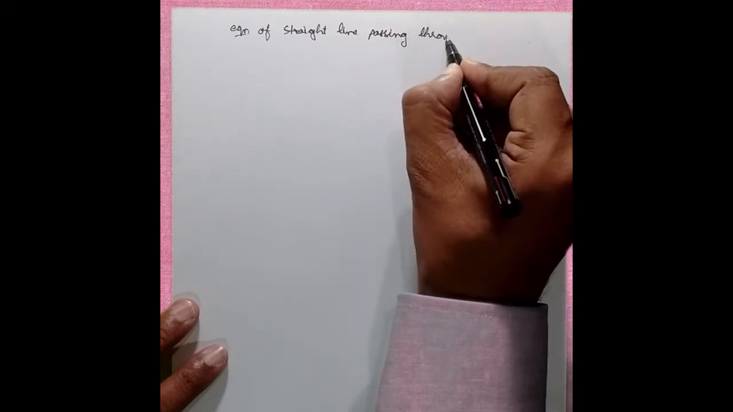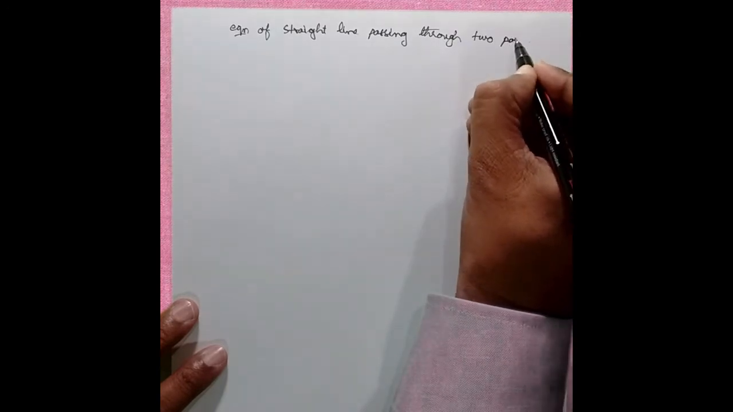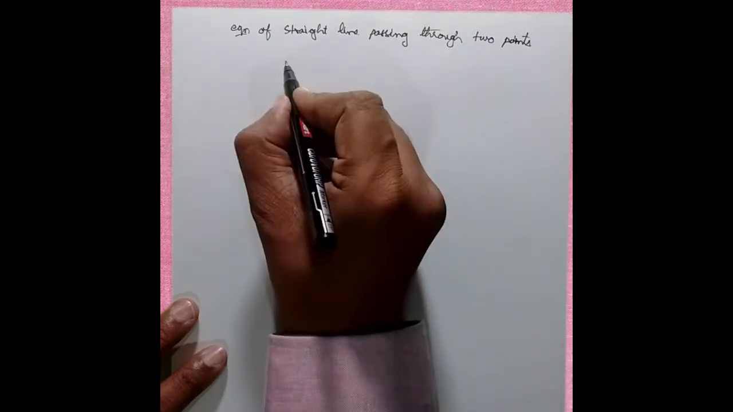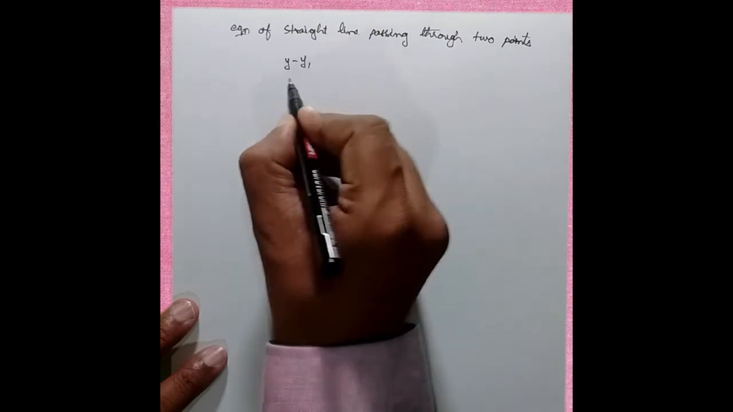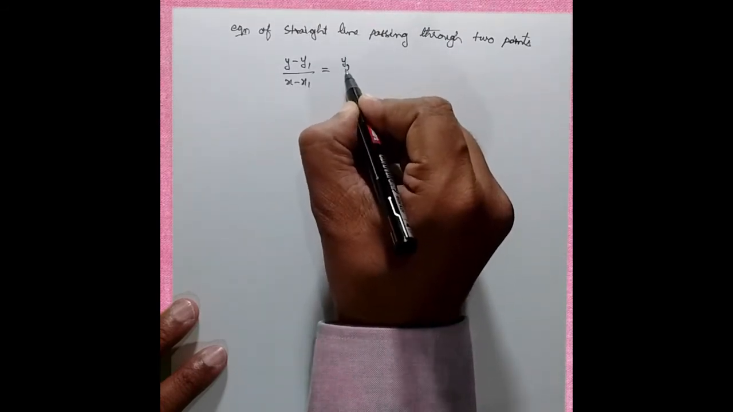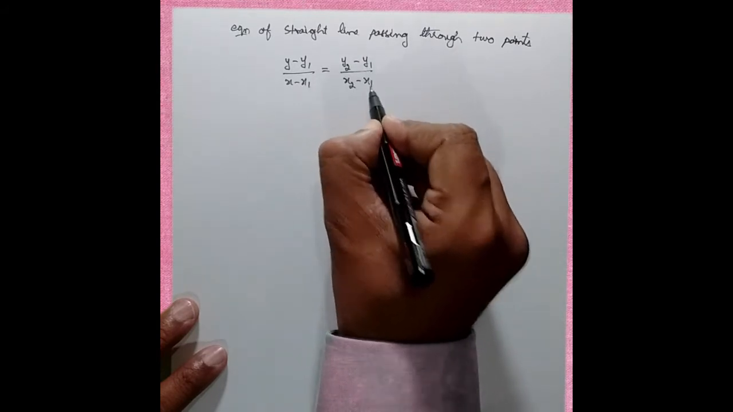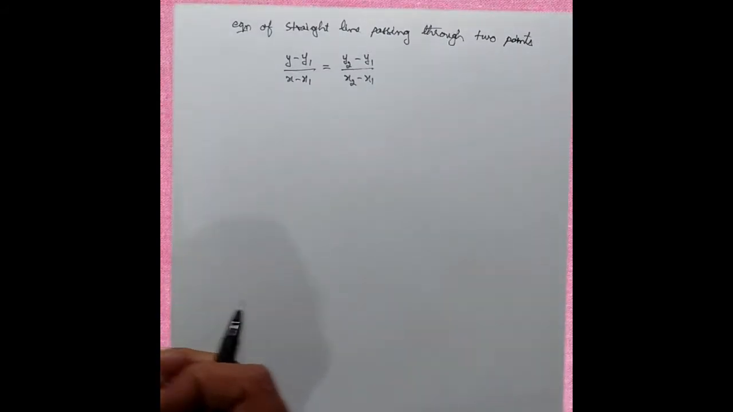Passing through 2 points. The formula that you have is (y − y1)/(x − x1) = (y2 − y1)/(x2 − x1). So let us try to plug in.